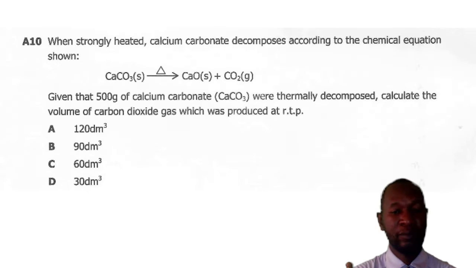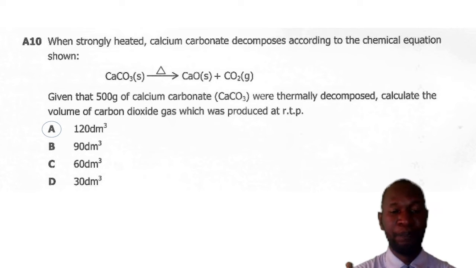A10, when strongly heated, calcium carbonate decomposes according to the chemical equation shown. Given that 500 grams of calcium carbonate were thermally decomposed, calculate the volume of carbon dioxide gas which was produced at room temperature and pressure. The correct answer here is A, 120 cubic decimeters. To calculate this one, we first need to find the number of moles of carbon dioxide which are produced.